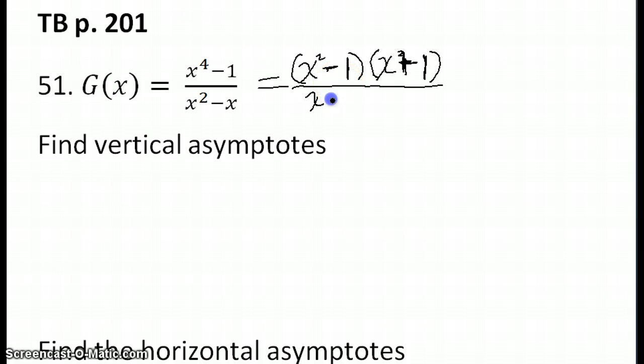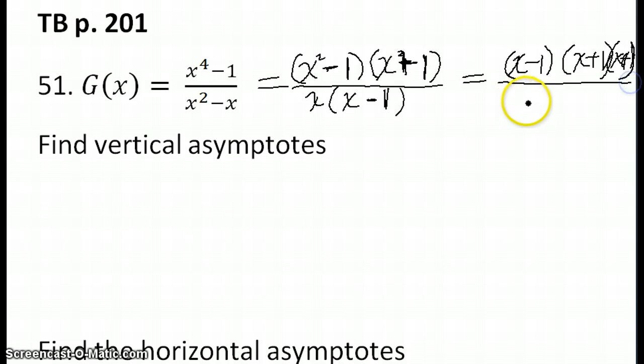The denominator is just a common factor. I can factor out an x. So I end up with x minus 1. But I need to factor this numerator a little bit more. So in order to factor the numerator, I notice that this first term is another difference of squares. So when I factor that, it's x minus 1, x plus 1, and then I still have the x plus 1. Sorry, I'm squeezing that in on the edge there. And then I end up with x times x minus 1.